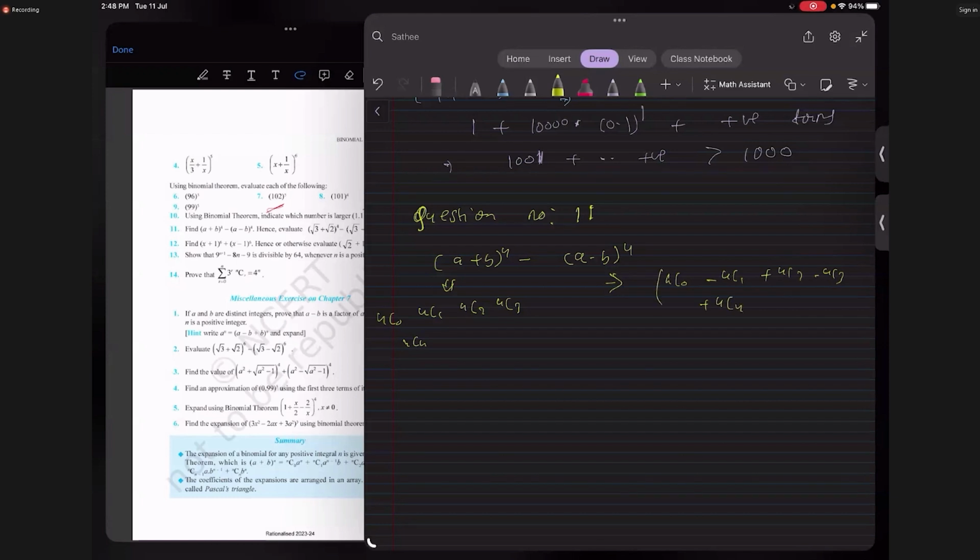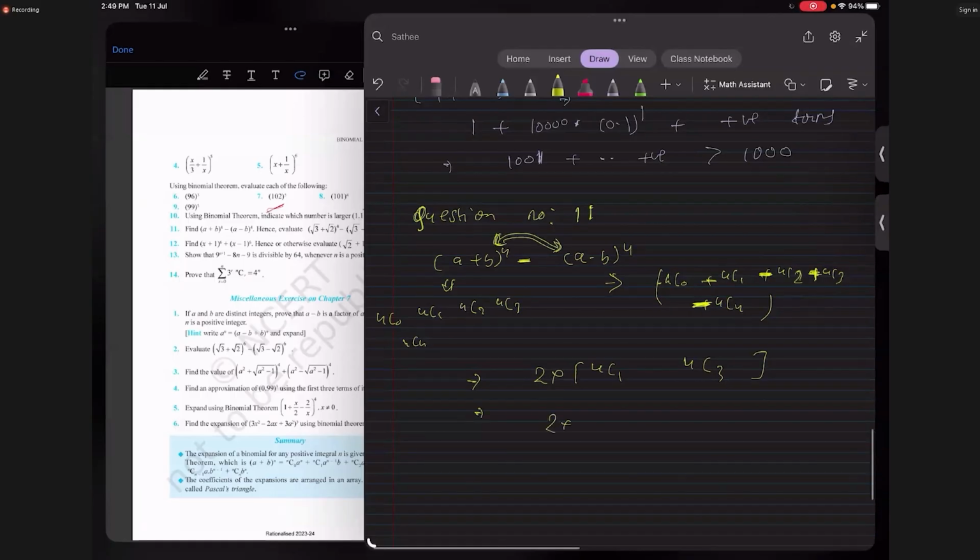This would be the coefficient, and there is another additional minus sign. If you multiply the minus sign inside the bracket, this would be minus, plus, minus, plus, and minus. When you add these two terms, you will only get 2 times 4C1 and 4C3. The rest of the terms will eventually get cancelled.